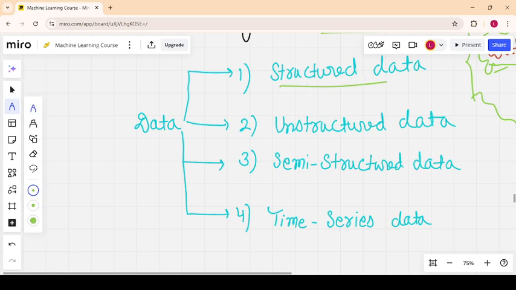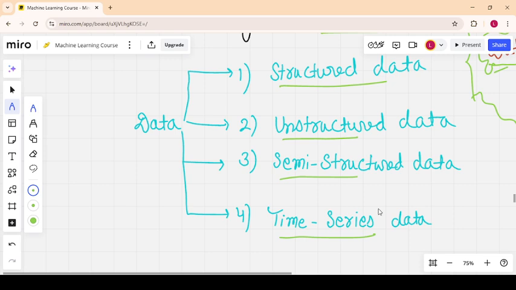Structured data. Second is unstructured data. Third is semi-structured data, and fourth is time series data. In structured data, we have a dataset in tabular format, with rows and columns. In an unstructured dataset, we have text and images that do not follow any tabular format.